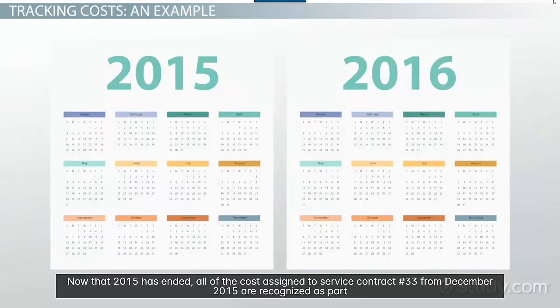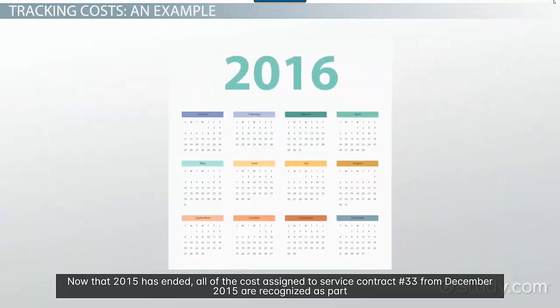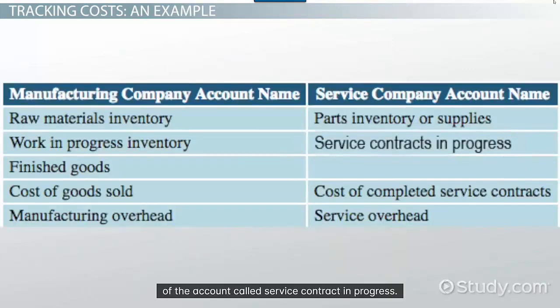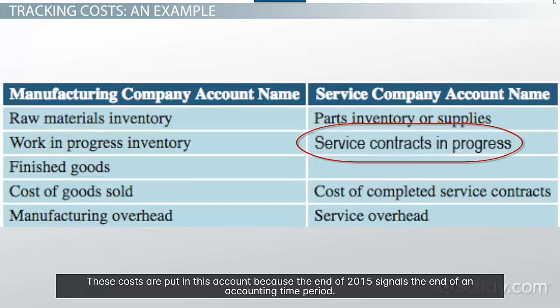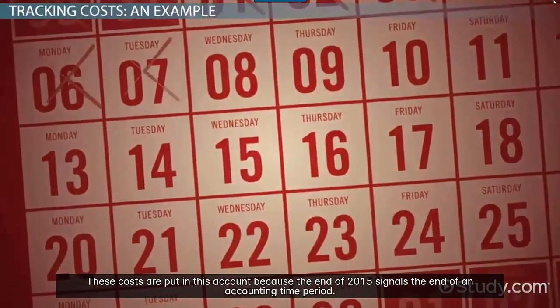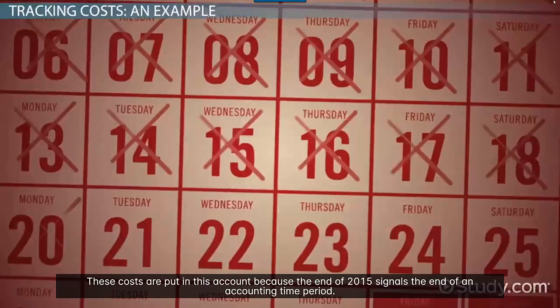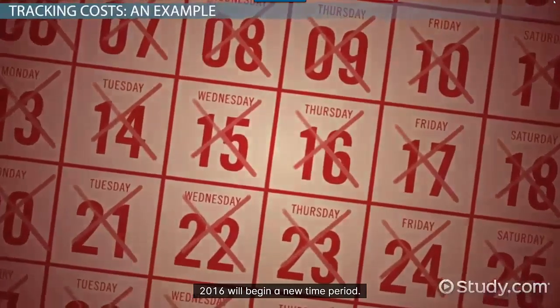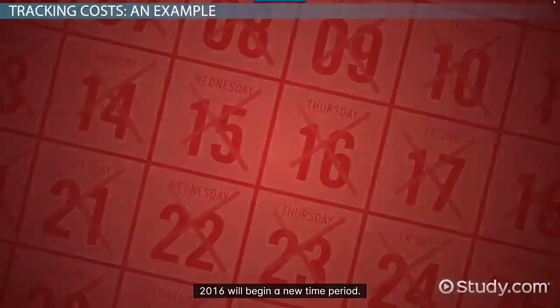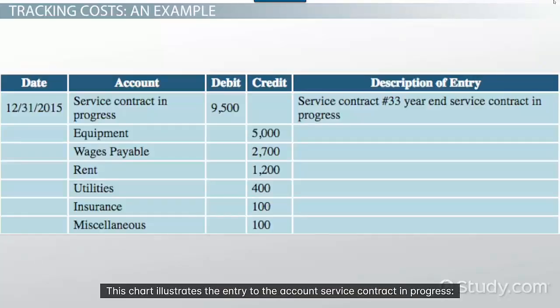Now that 2015 has ended, all of the costs assigned to service contract number 33 from December of 2015 are recognized as part of the account called Service Contract in Progress. These costs are put in this account because the end of 2015 signals the end of an accounting time period. 2016 will begin a new time period. This chart illustrates the entry to the account Service Contract in Progress.